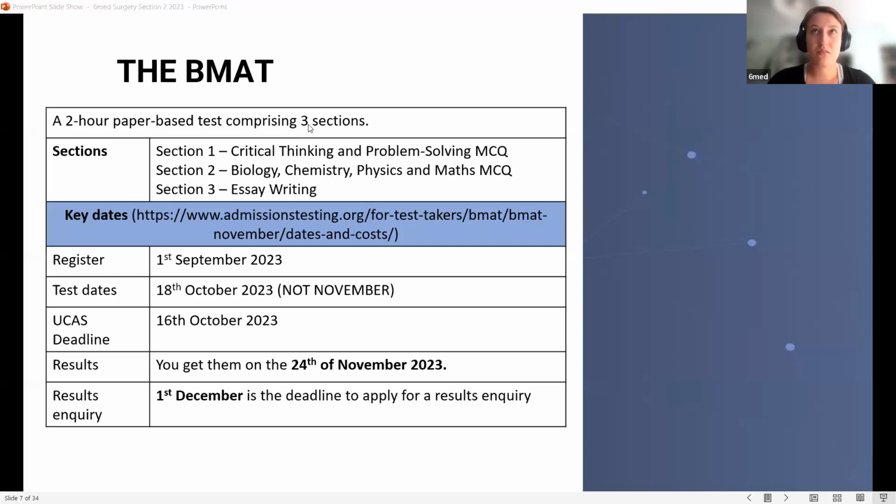And I couldn't find the date for this year, but typically universities get access to it earlier than you do. So typically universities will maybe start shortlisting, let's say the week before that, because they get the scores directly. So that's something to keep in mind as well. And if you have a results inquiry or anything along those lines, the final date for application for that is the 1st of December. So you don't actually have that long between getting your results and if you want to make an inquiry about them. So that's also something to keep in mind as well.